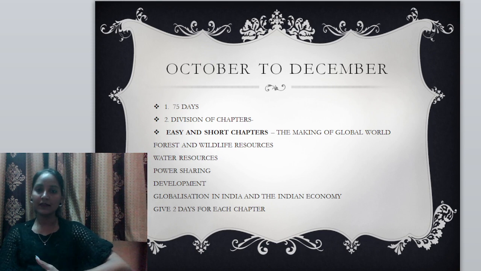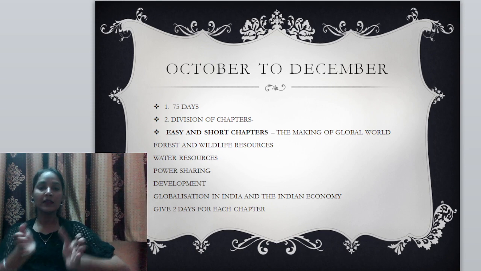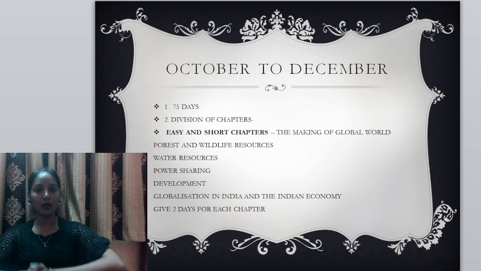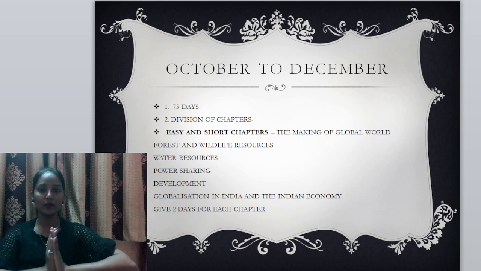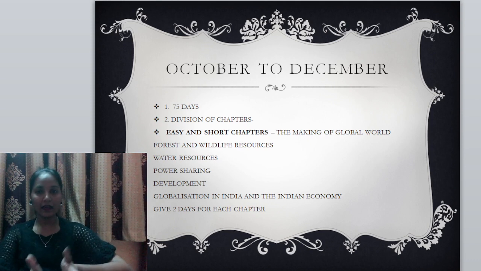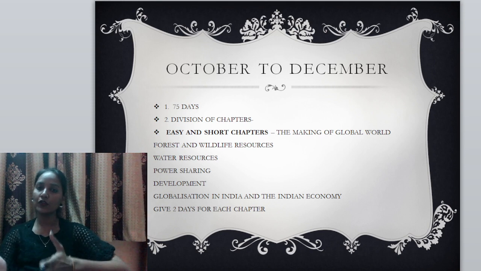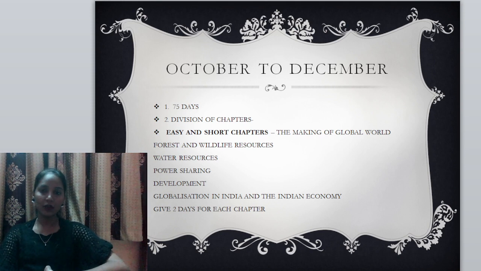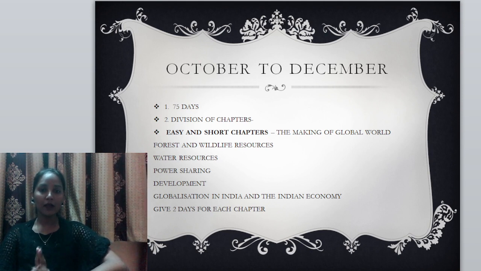First you divide the lessons. Now how will you divide the lessons? Some lessons are easy and short. According to me, these are easy and short chapters: the making of the global world, forest and wildlife resources, water resources, power sharing, development, globalization in India, and the Indian economy. These lessons are easy and short chapters.